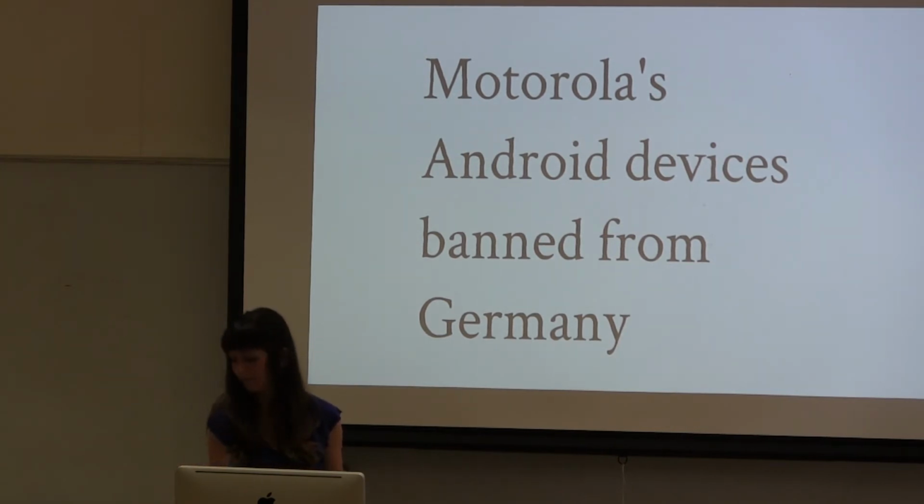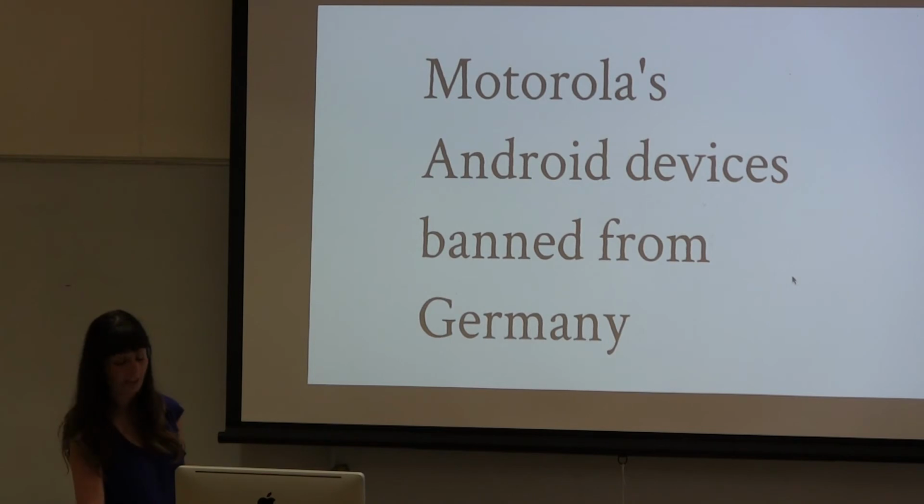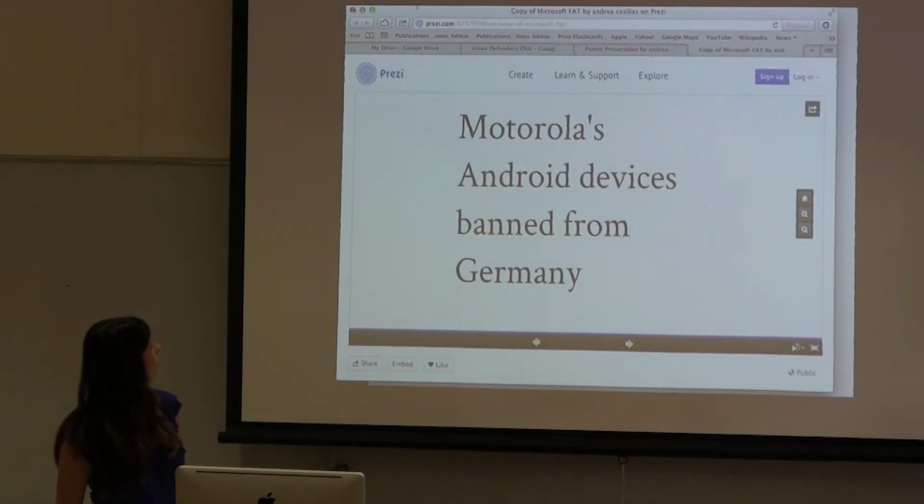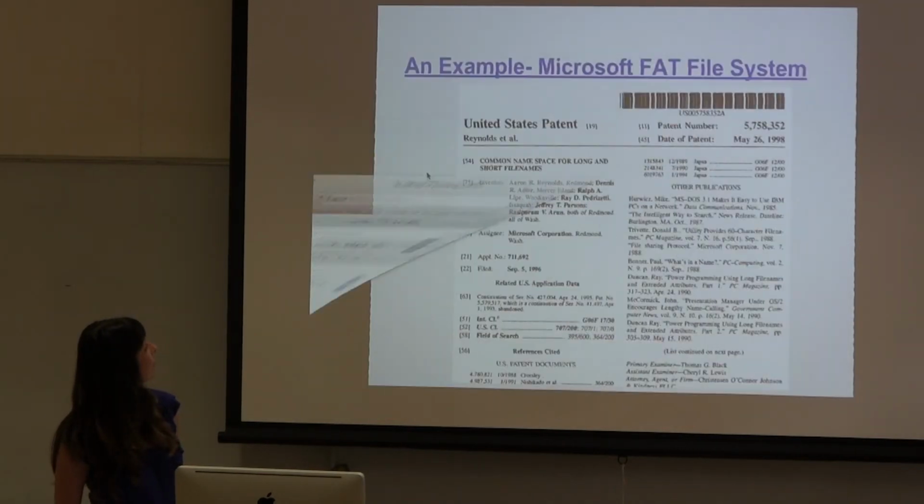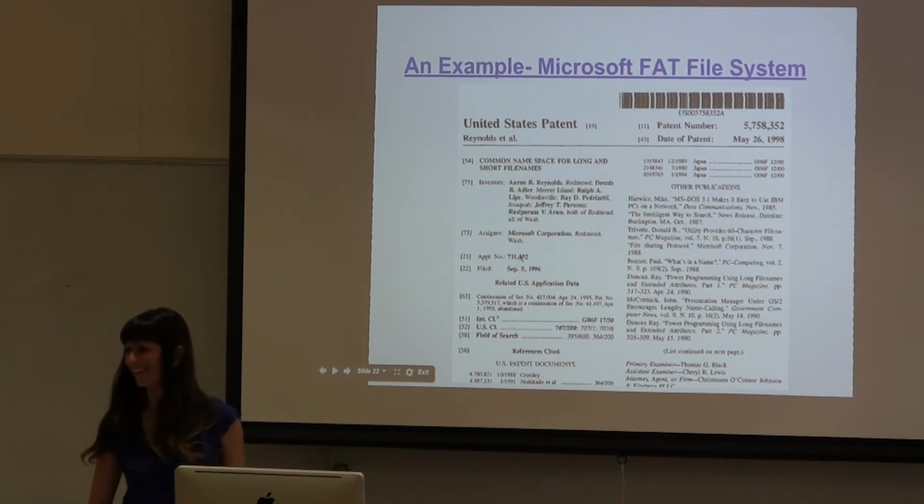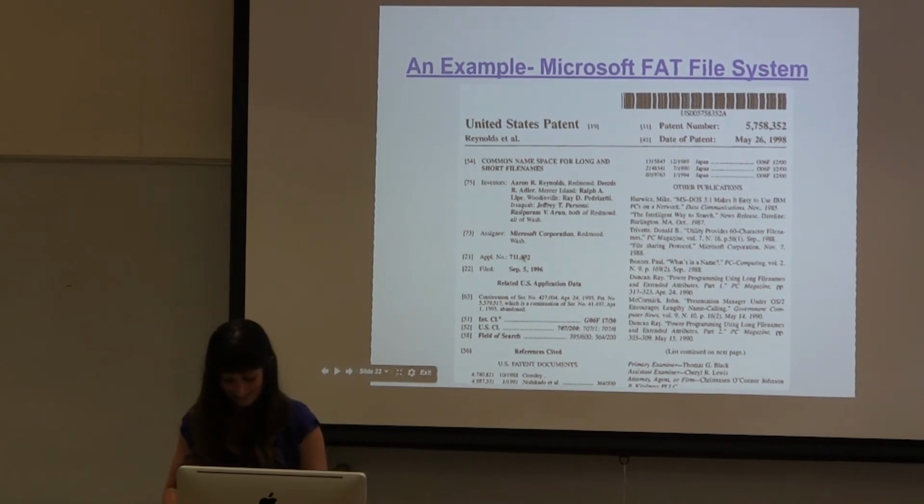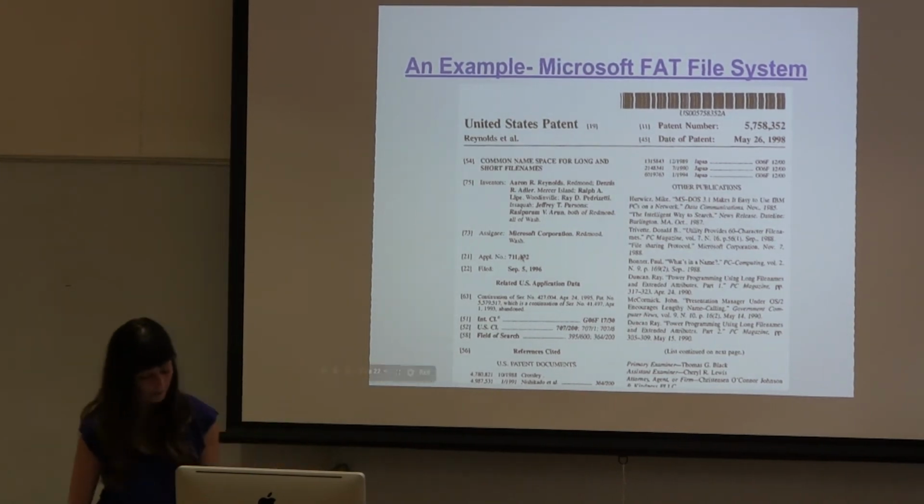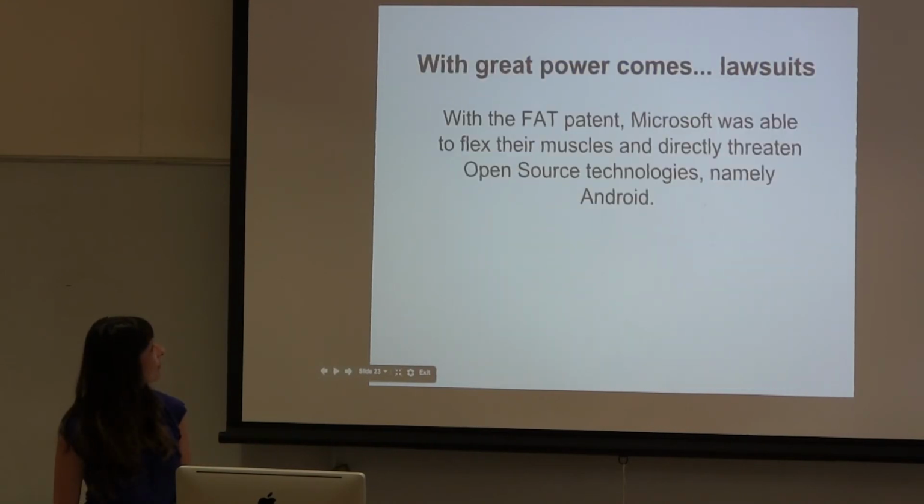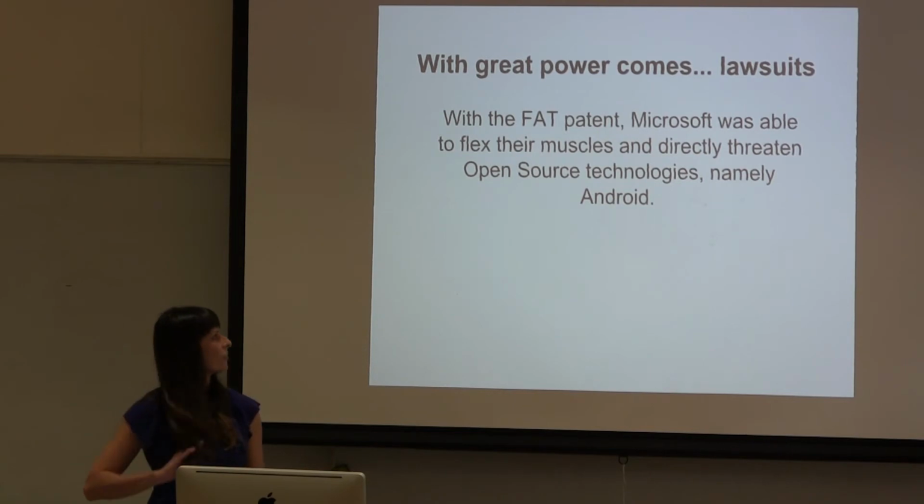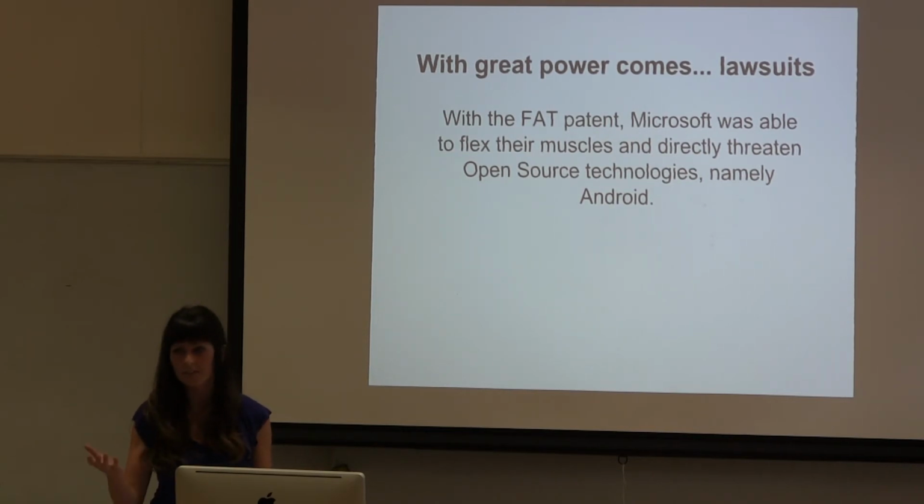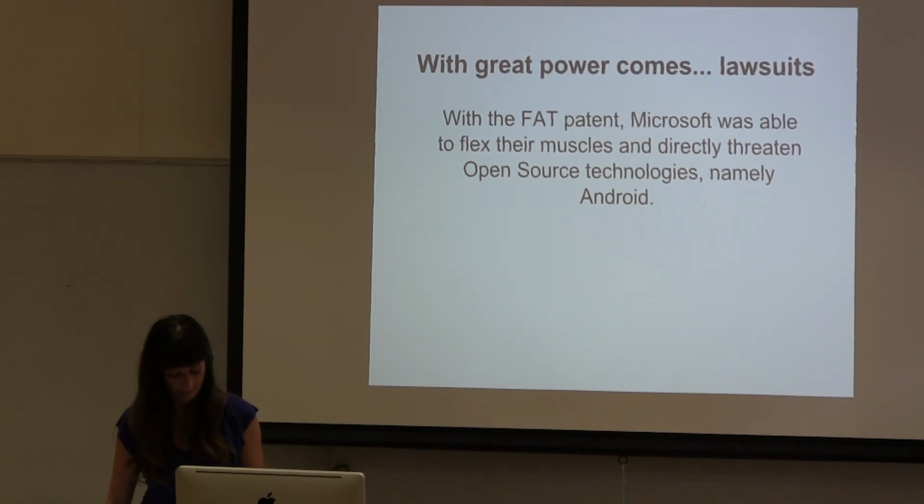So that's just one illustration of the madness that is going on in the patent world. And so we can see with the FAT patent, Microsoft was able to flex their muscles and directly threaten open source technologies, namely Android in this case.